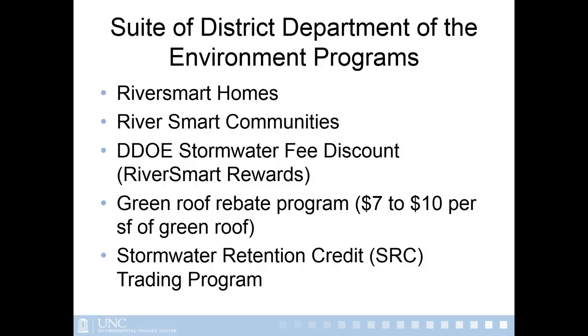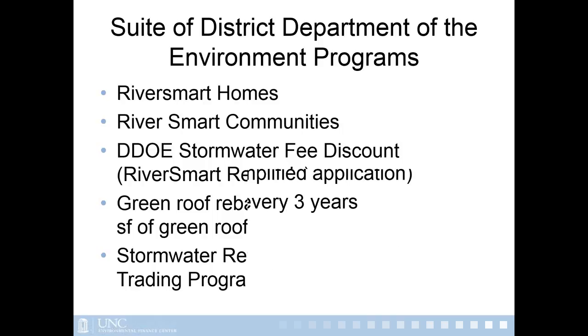The first two programs on this screen, the River Smart Homes and the River Smart Communities, are their brand for rebates. And they're very comprehensive rebate programs that cover a wide variety of best management practices. Everything from planting trees to rain gardens are covered in these two programs. One is more of a focus on an individual resident, and the other is a focus on communities, homeowners associations, and then institutional things like schools. So that's the River Smart Communities program. I want to talk in a little bit more detail about some of these other programs.